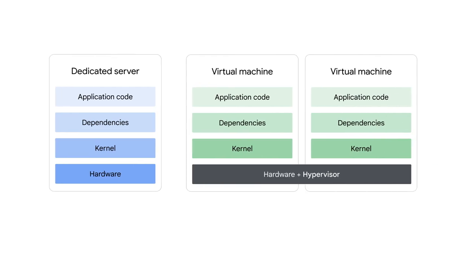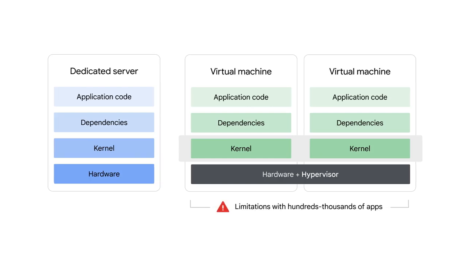The VM-centric way to solve this problem is to run a dedicated virtual machine for each application. Each application maintains its own dependencies, and the kernel is isolated, so one application won't affect the performance of another. The result is that two complete copies of the kernel are running. Scale this to hundreds or thousands of applications, and you see its limitations.